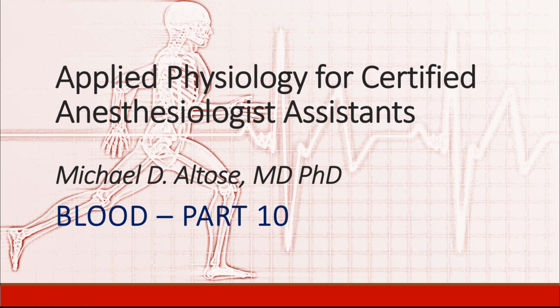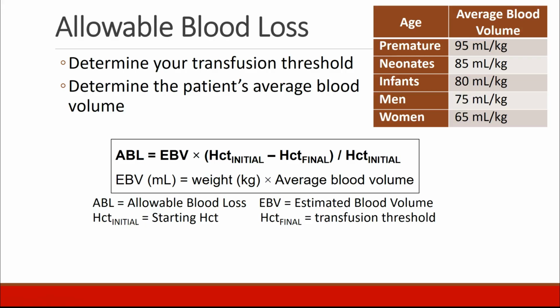We are continuing our discussion of blood, and this is recording part 10. First, let's take a moment and talk about the allowable blood loss calculation. In order to calculate allowable blood loss, we first need to determine our transfusion threshold, and we also need to determine our patient's average blood volume.